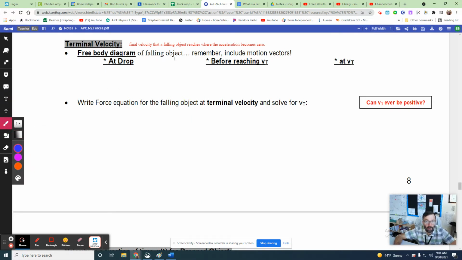Free body diagram of a falling object. Remember to include motion vectors. Okay, so at the drop, maybe we have some mass. V is going to be equal to 0 initially, and we're going to have some acceleration down. It's going to start going downwards, and this is actually going to be equal to a negative g right away. And why is that? Well, we have some gravity down.